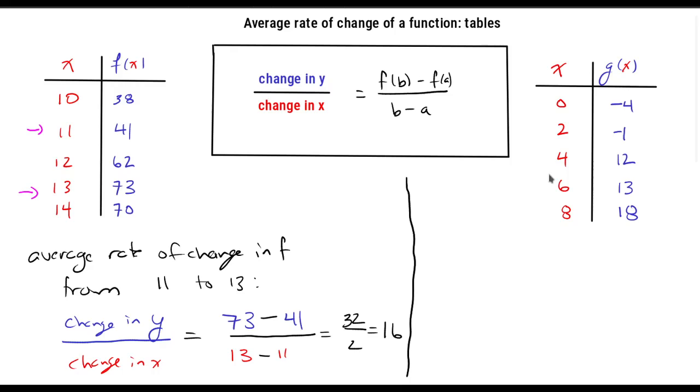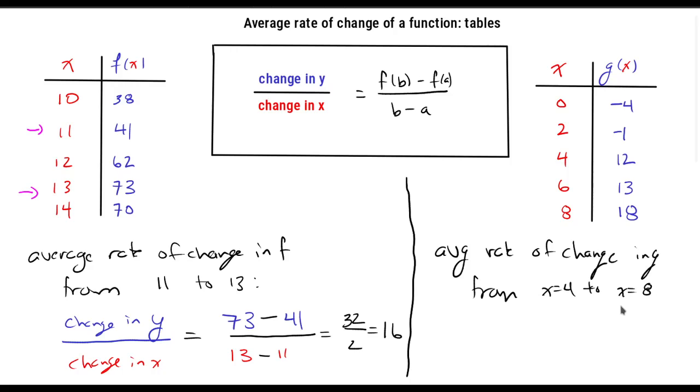Let's try another example using g of x here. We've got another table telling us about the function g. If we want to find the average rate of change from, let's say, let's go from 4 to 8. So from x equals 4 to x equals 8.